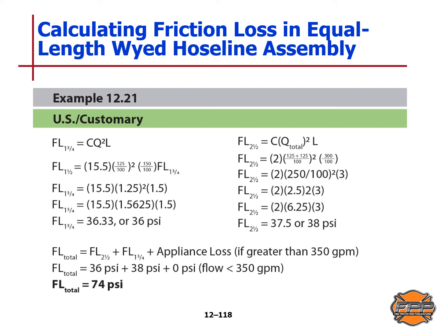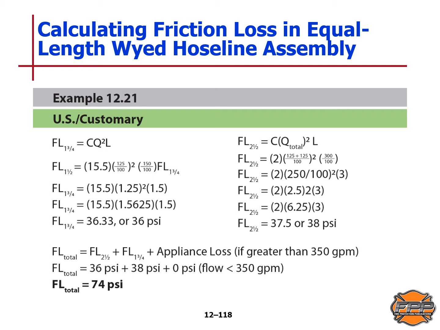First, let's take each line. Friction loss in 1 3/4 equals C Q squared L. So it's again a variation on our regular formula. Friction loss in 1 3/4 equals 15.5, which is our coefficient from our table, times 125 divided by 100 squared, because that's our hose line flow, times 150 divided by 100, which is our hose length divided by 100.